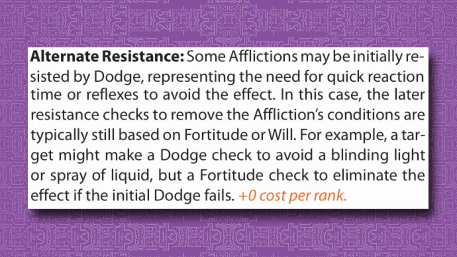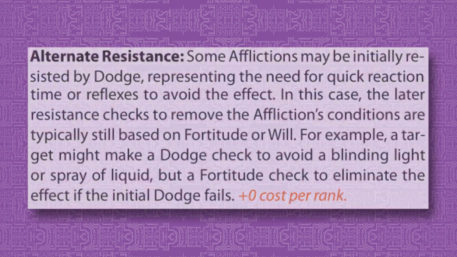Alternate resistance costs 0 points per rank. It lets you change your initial attack's resistance check from fortitude or will into a dodge check. The end of turn resistance check the target gets will still require a fortitude or will save to overcome. I see this as more of a flavorful extra for attacks that always affect the target if they hit.